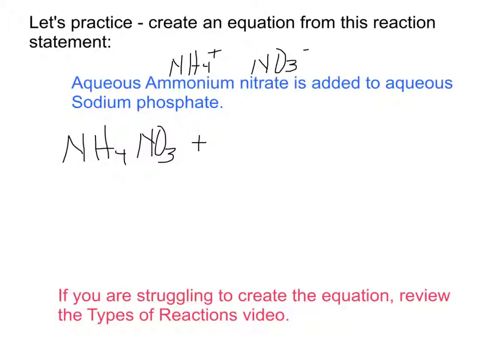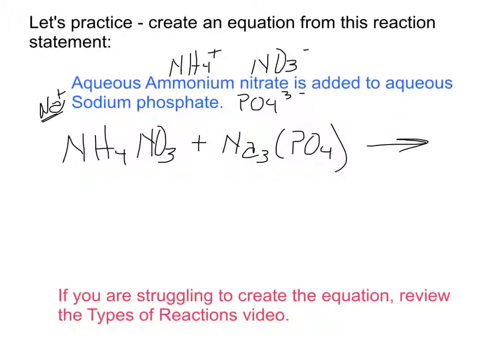Now it says I'm going to put it into a solution, aqueous means solution, of sodium phosphate. Sodium has a +1 charge, and phosphate is one of my polyatomic ions and it has a 3- charge. So that means I have to have 3 sodiums for every 1 phosphate. So we're going to add this to sodium. I need 3 of them. Phosphate. Okay? Reaction arrow.